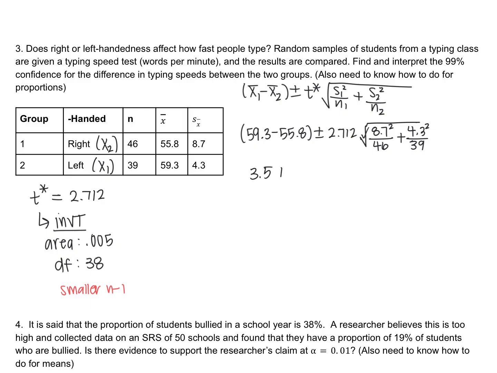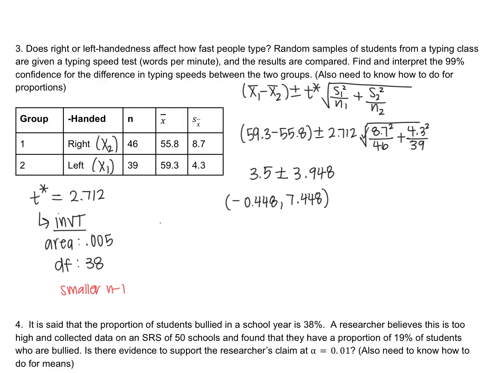So we'll have 3.5 plus or minus 3.948. And again, we always have to put the smaller number first, so the subtraction first, so negative 0.448. And then we do the addition, and then we get 7.448.